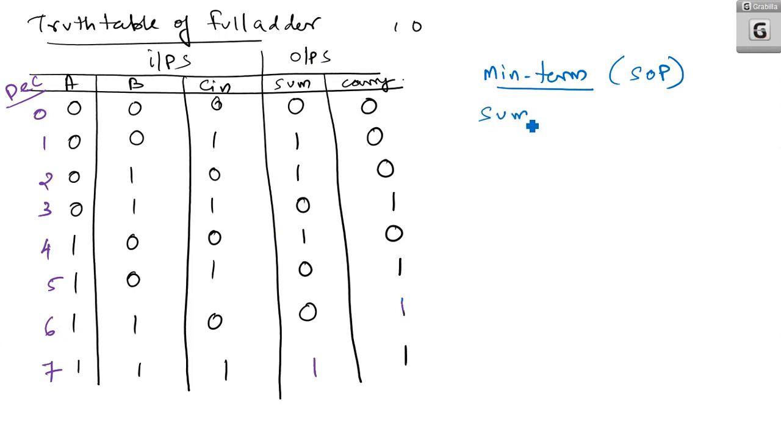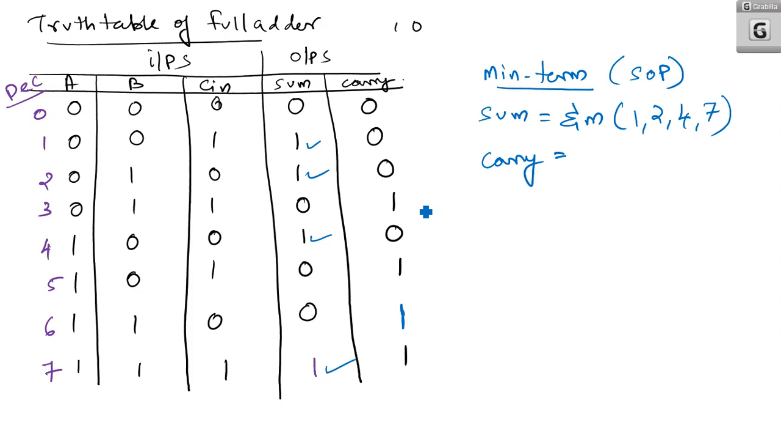So what is sum? Sum is equal to sigma m. Where all you will get 1? That is 1, 2, 4 and 7. Now coming into carry part. Where you are getting 1 at 3, 5, 6 and 7. So that is sigma m 3, 5, 6 and 7. Okay. So that is regarding min term.